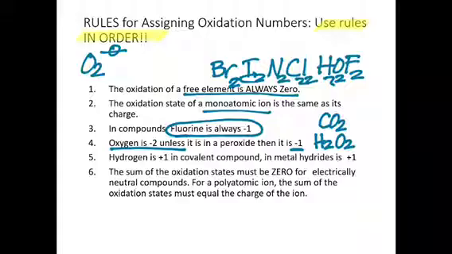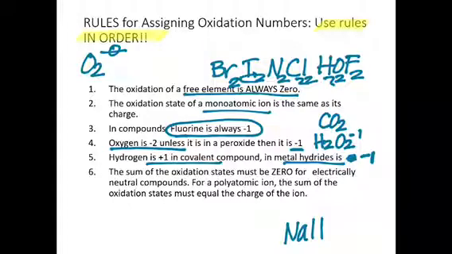In that case, the oxygen would be a -1 oxidation state. Hydrogen is a +1 in covalent compounds, and in metal hydrates, this is a typo. It should be a -1. An instance of that, and I think this caught some of you on one of our nomenclature quizzes, is something like this. That's sodium hydride.